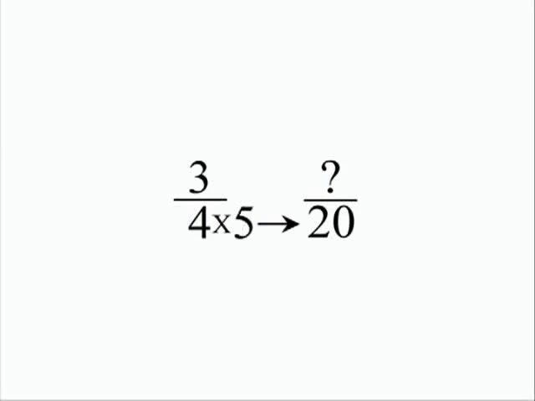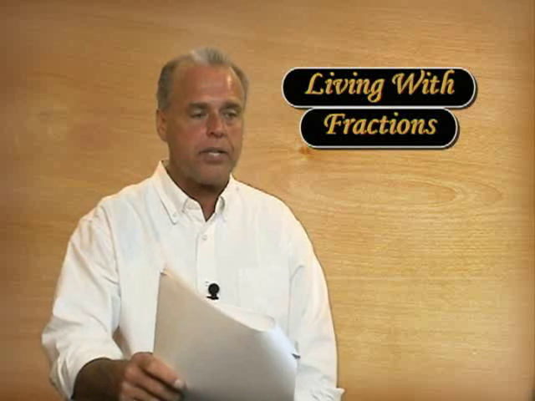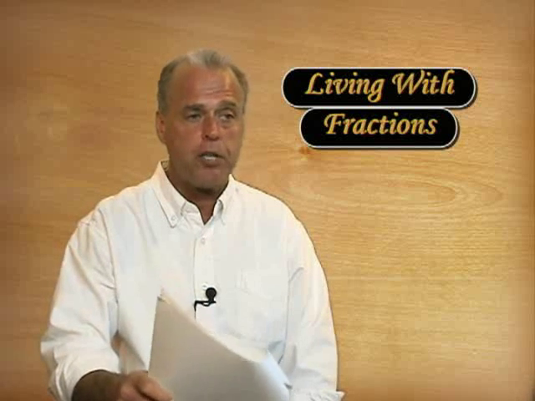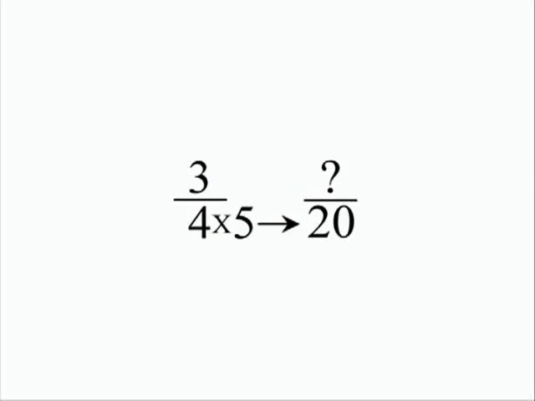You multiply 4 by 5 to get 20, Mr. Cox. Yes, so if we multiply the bottom of our fraction by 5, we must also multiply the top of our fraction by 5, and the top of our raised fraction becomes 15.